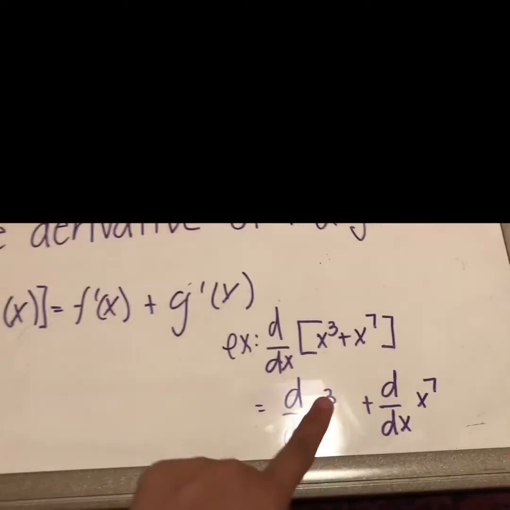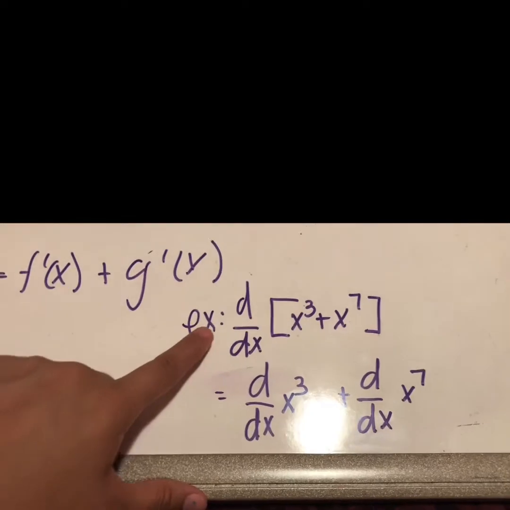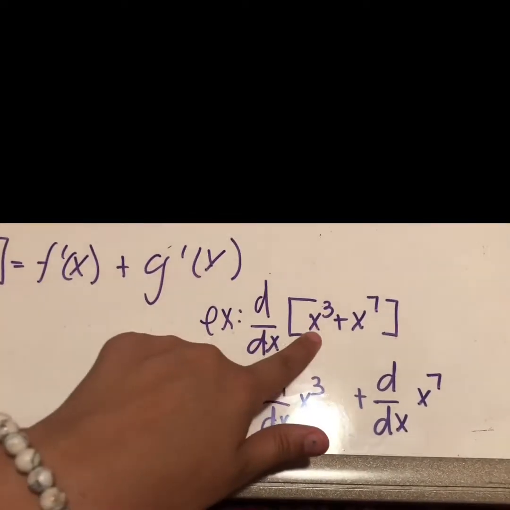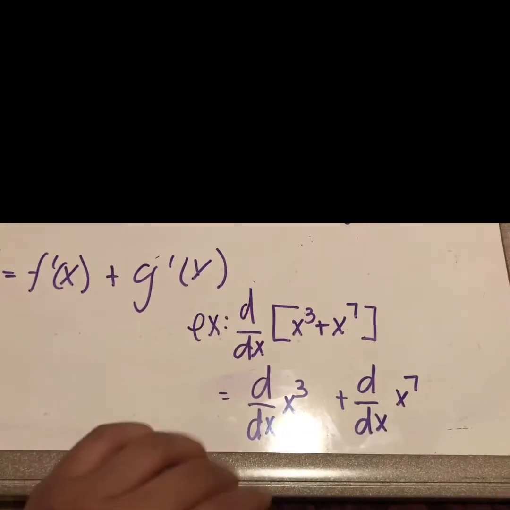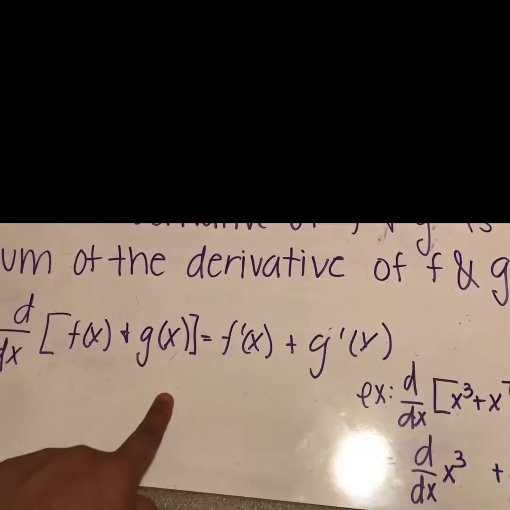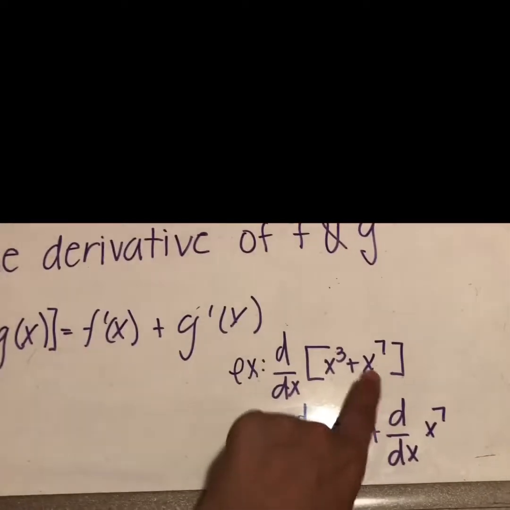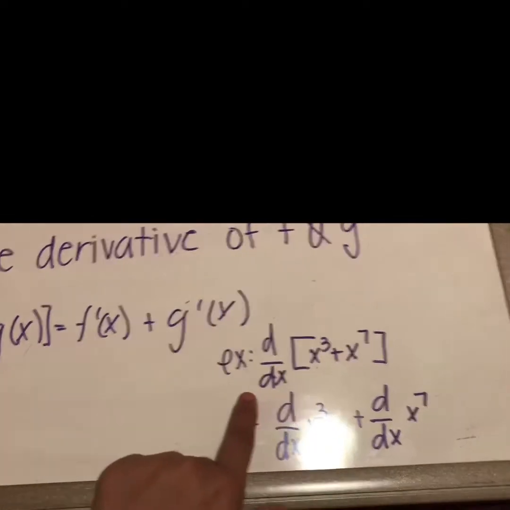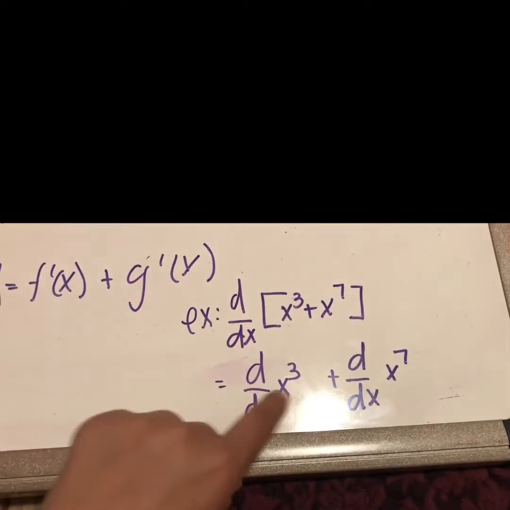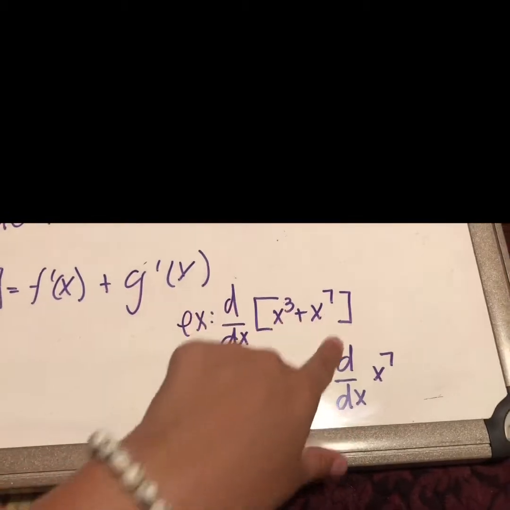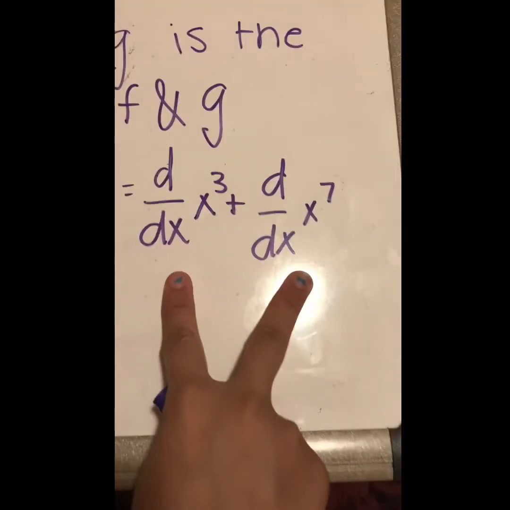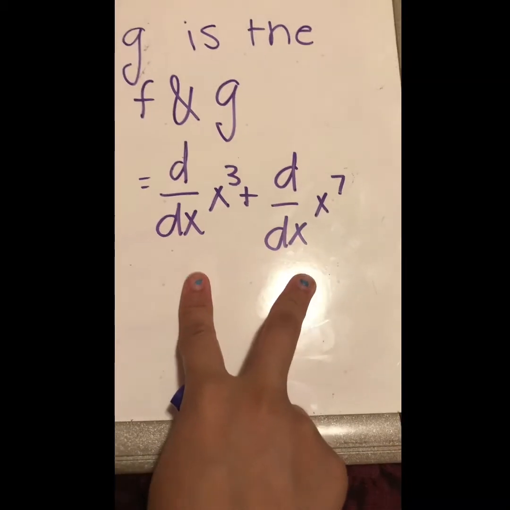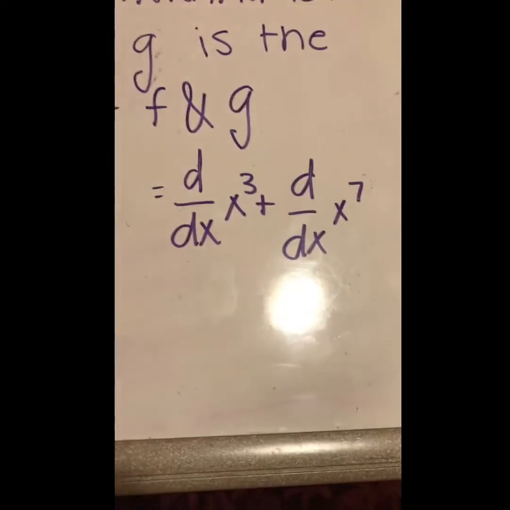So an example right here, we can see how we're given the derivative of x cubed plus x to the 7th power. So what we can do, as shown right here, is that we can separate the two functions. So we can do two different ones. We can do the derivative of x cubed plus the derivative of x to the 7th. Breaking the function into two pieces is also very useful when you have more complex derivatives.